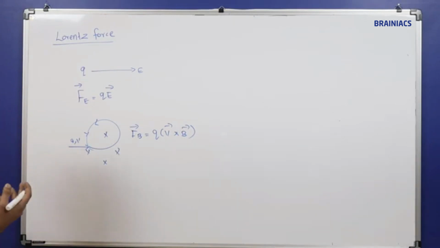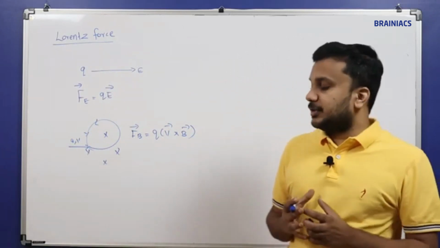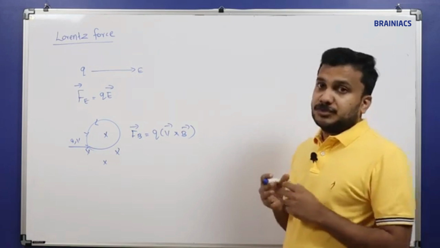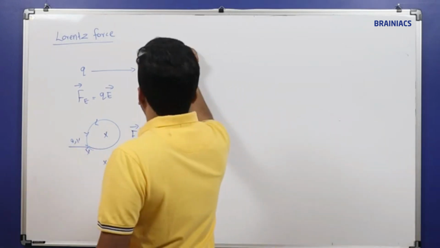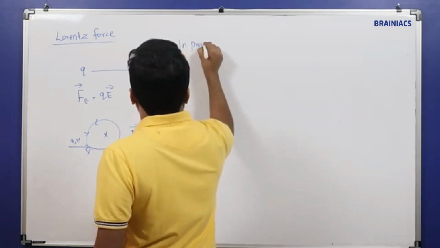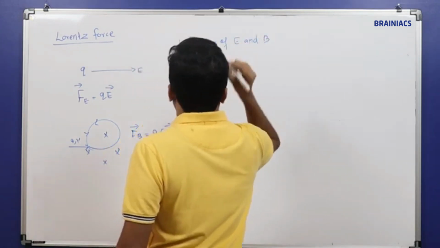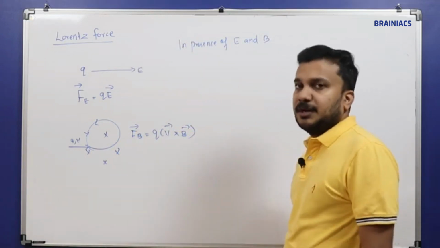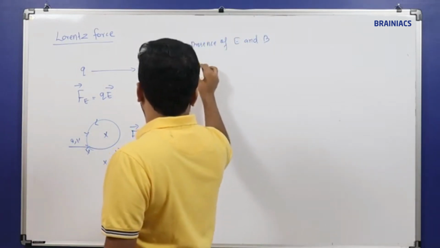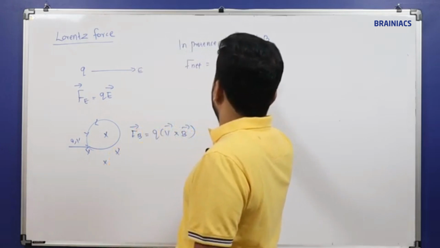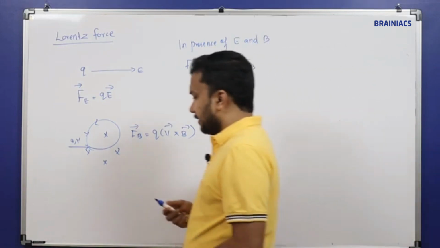So what is the Lorentz force? Lorentz force is talking about the combination of electrical force and magnetic force, which means in presence of E and B. Whenever you have an electric field and a magnetic field, in presence of electric and magnetic field, the net force will be equal to electrical force plus magnetic force.